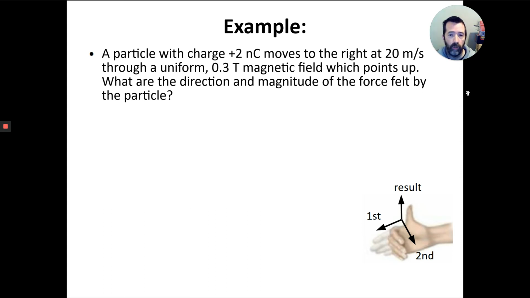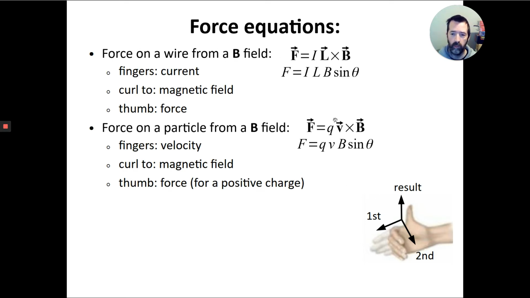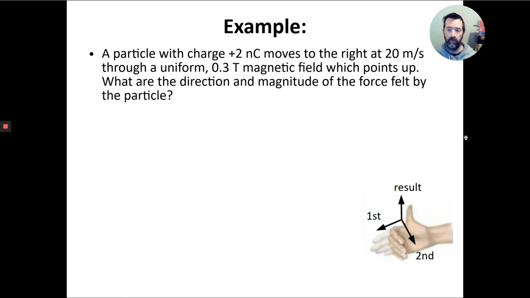So, particle is moving to the right. The magnetic field points up. So if I look back at the formulas, we're talking about a single particle. The velocity comes first in the equation. The magnetic field comes second. So I need my right hand. Here it is. I need my right hand to initially be pointing to the right. So something like that. All of my fingers are pointing right to represent the velocity of the particle.